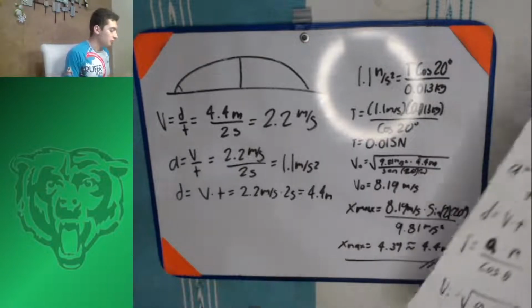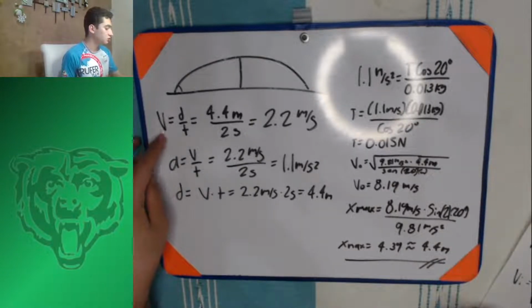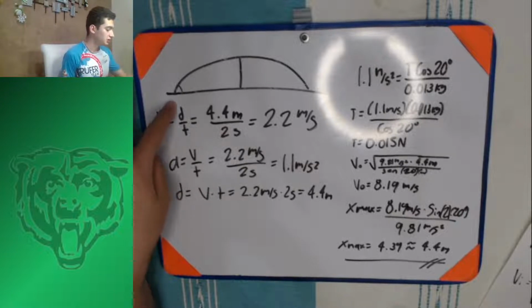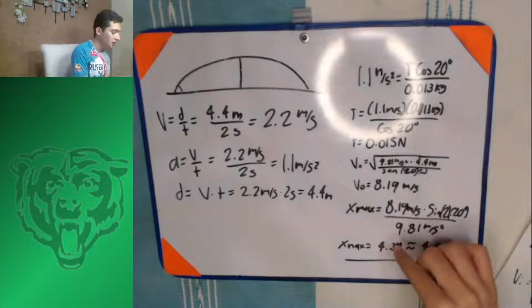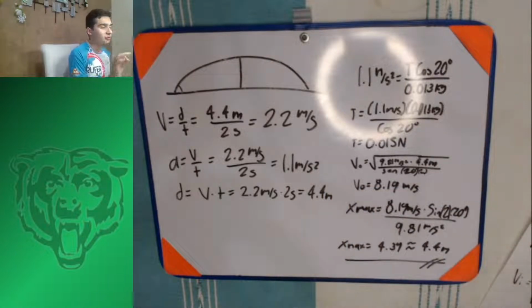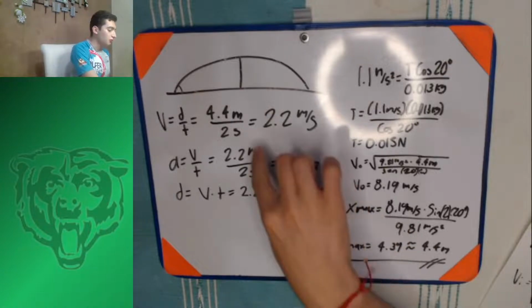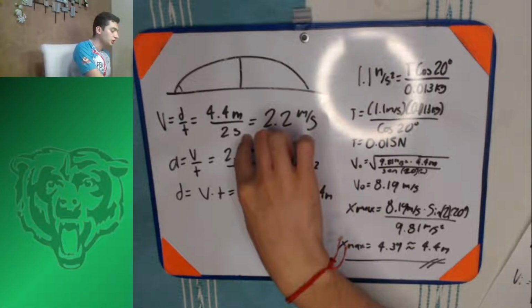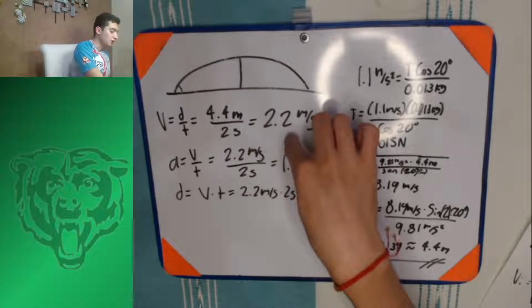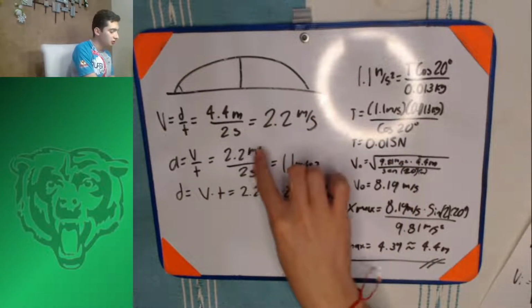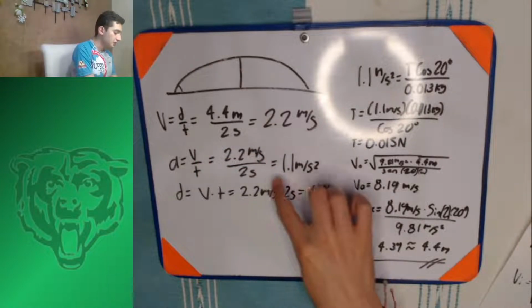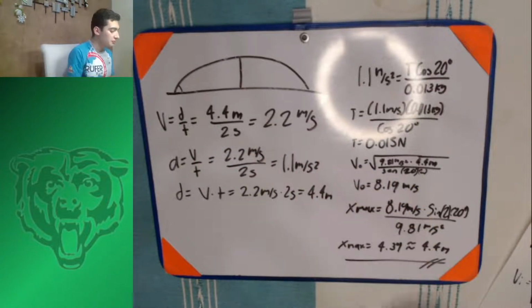Over here, the velocity is distance divided by time: 4.4 meters, that is the distance that we wanted. With some calculations that we previously did in some experiments, we assume that in 2 seconds the projectile will arrive. We have the velocity of 2.2 meters per second, then the acceleration is the velocity divided by the time, and we got 1 meter per second squared.